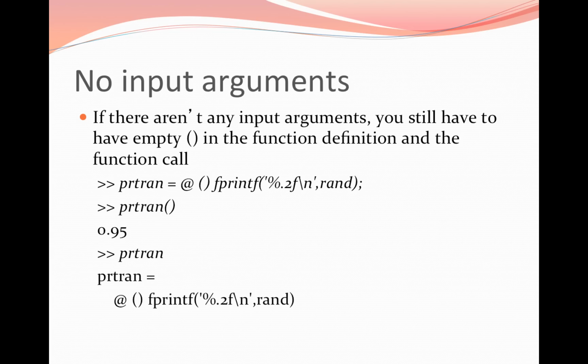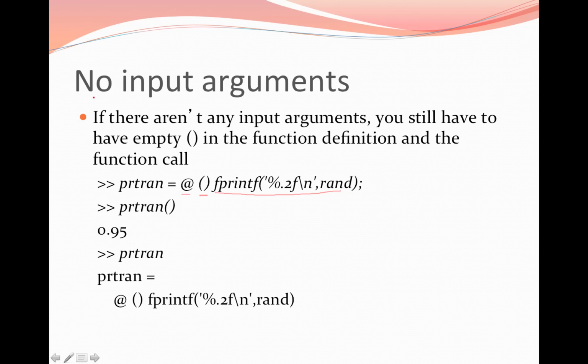If there aren't any input arguments to the function, you still have to have empty parentheses in the function definition and in the function call. So when I create the function, I have the @ operator to give me the function handle. I have to have the empty parentheses to say that there are no arguments being passed. Here's an example where in the body of the function, all I'm doing is printing a random number with 2 decimal places. So this is an anonymous function that doesn't return anything. It just prints a random number with 2 decimal places.